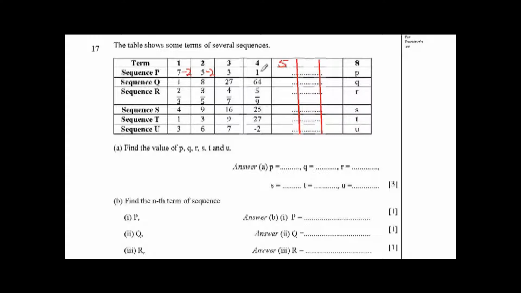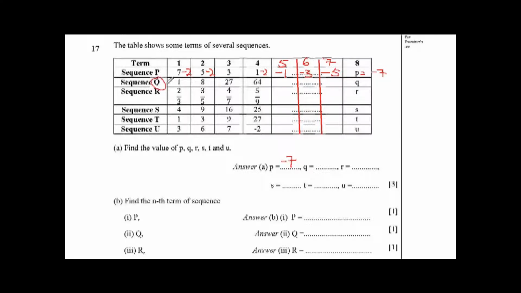it is equal to 1 minus 2, which is equal to negative 1. The 6th term is negative 1 minus 2, which is equal to negative 3. The 7th term is negative 3 minus 2, which is equal to negative 5. And so the 8th term is equal to negative 5 minus 2, which is negative 7. So the value of P is negative 7.